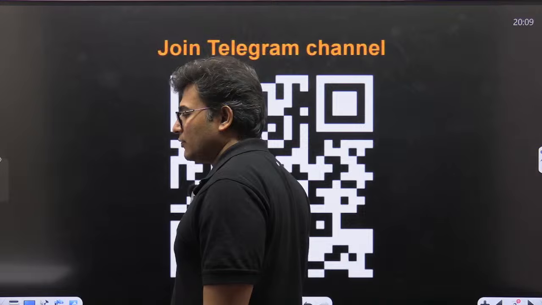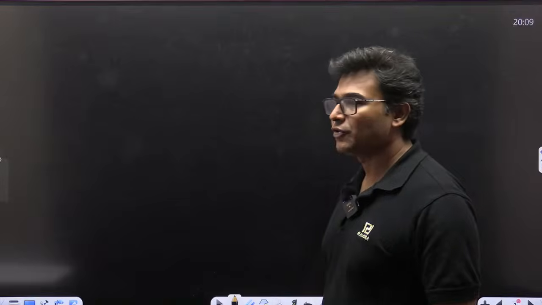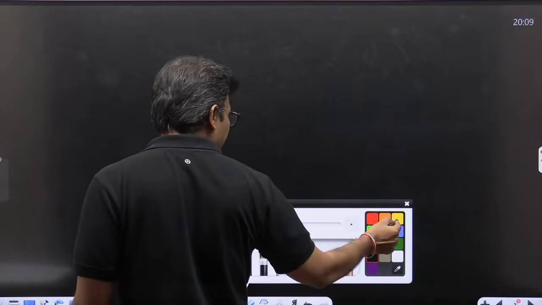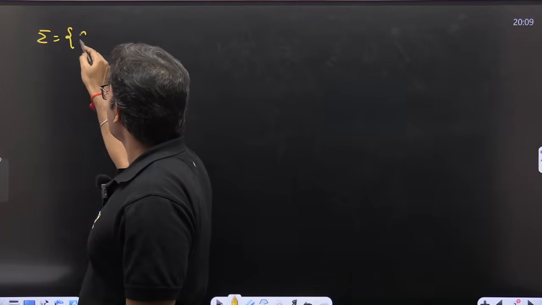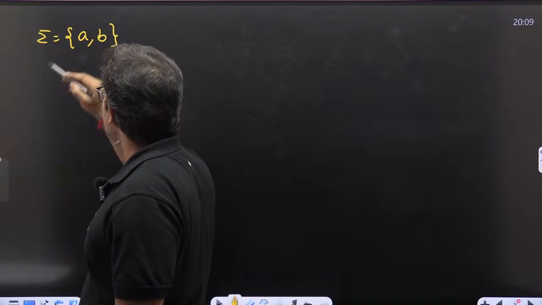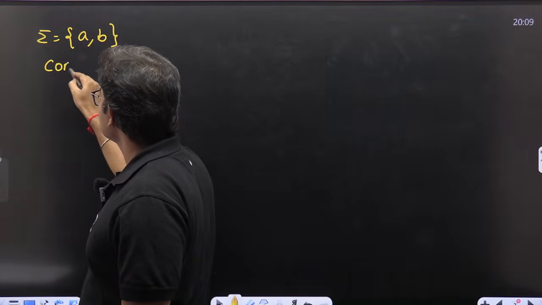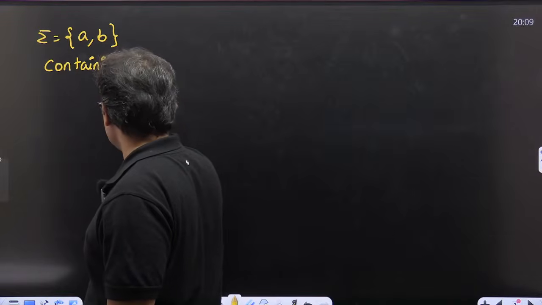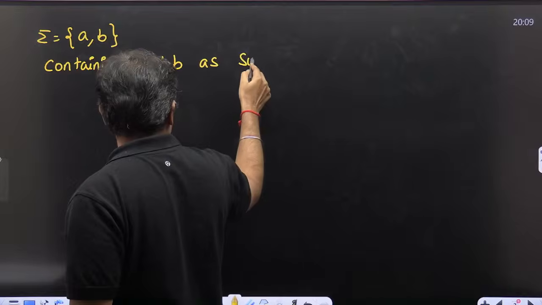Starting and ending with different symbols, right? Next one is, we can have any regular expression having something as a substring, right? It is a very simple question. Try to answer this. Let us say sigma equal to {a, b}. Now, I want the set of all strings containing ABB as substring.